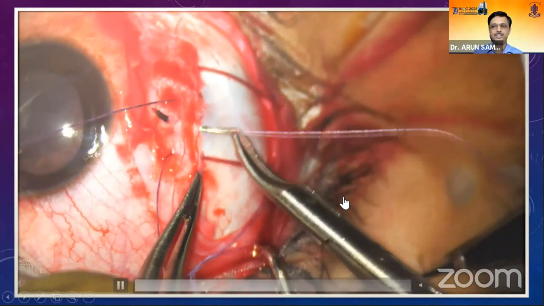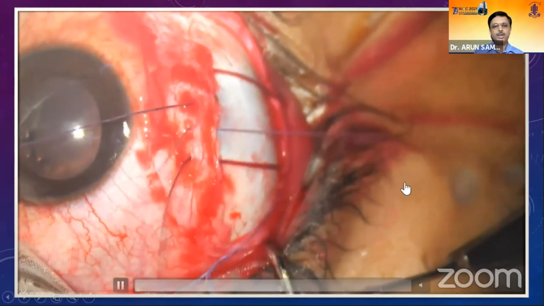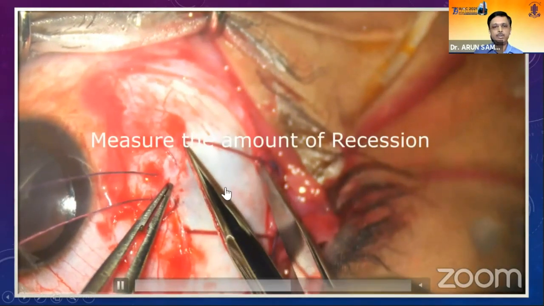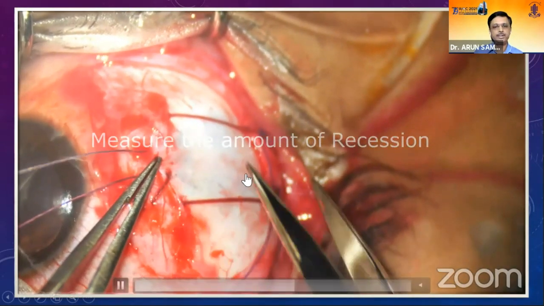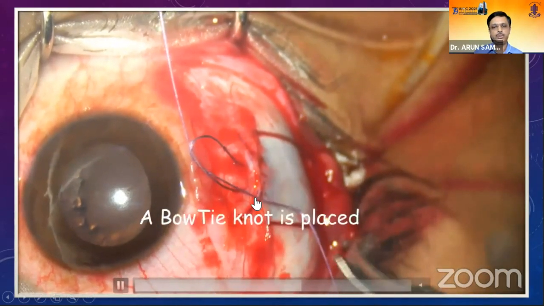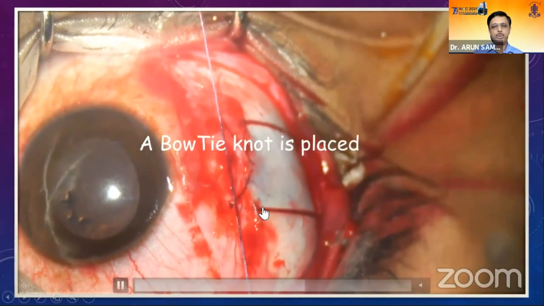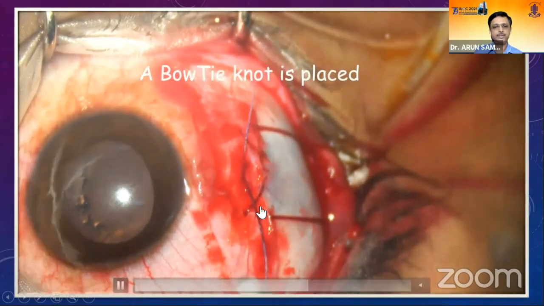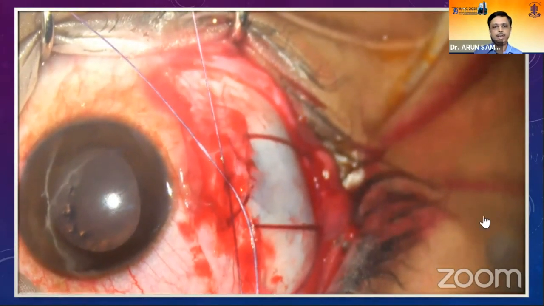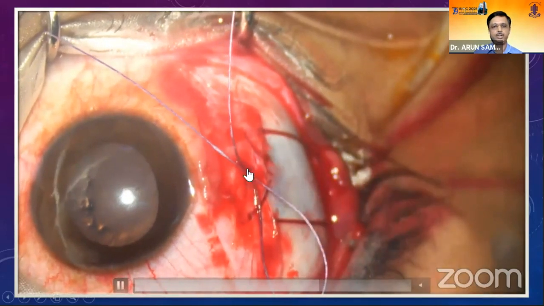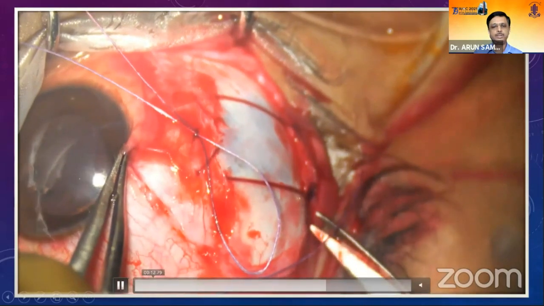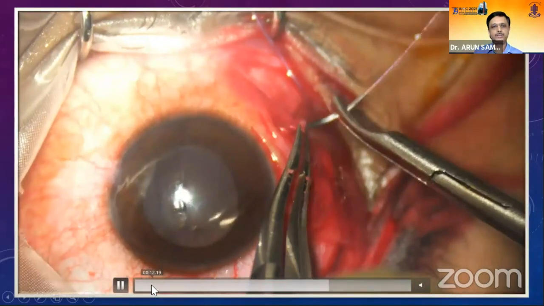Now the sutures are tied here. And now see, this is the intended amount of precision that I wanted. Now I'll just put a single knot. I will not put a double knot here. I'll just put a single throw and then make a bow tie. This bow tie can be released next day once the anesthetic effect wears off, and the long ends of the sutures are trimmed and the conjunctiva will be closed.